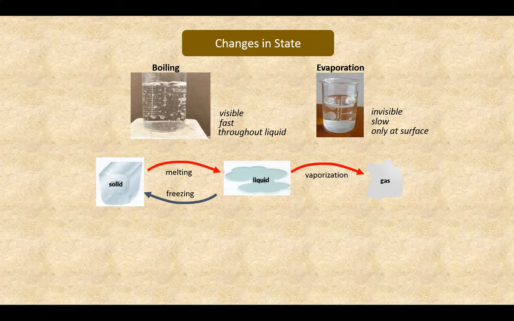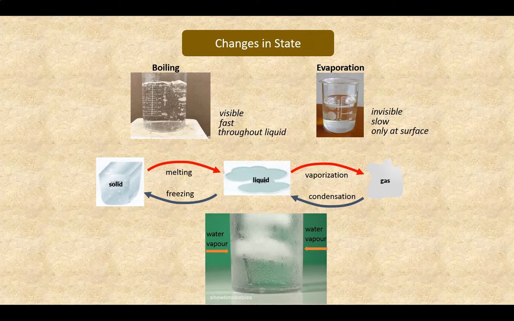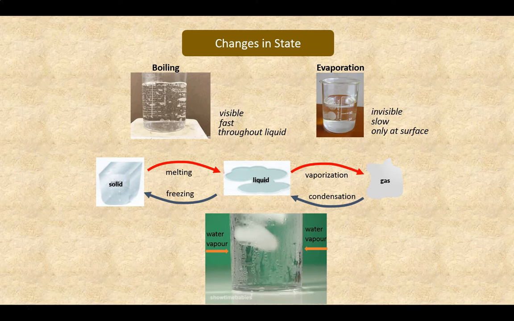What do we call the change from gas to liquid? It's condensation. An example of condensation is shown with this beaker of water containing ice. The ice cools the glass down until the water vapor in the air that is touching the glass condenses into droplets of water, forming beads of water running down the side.